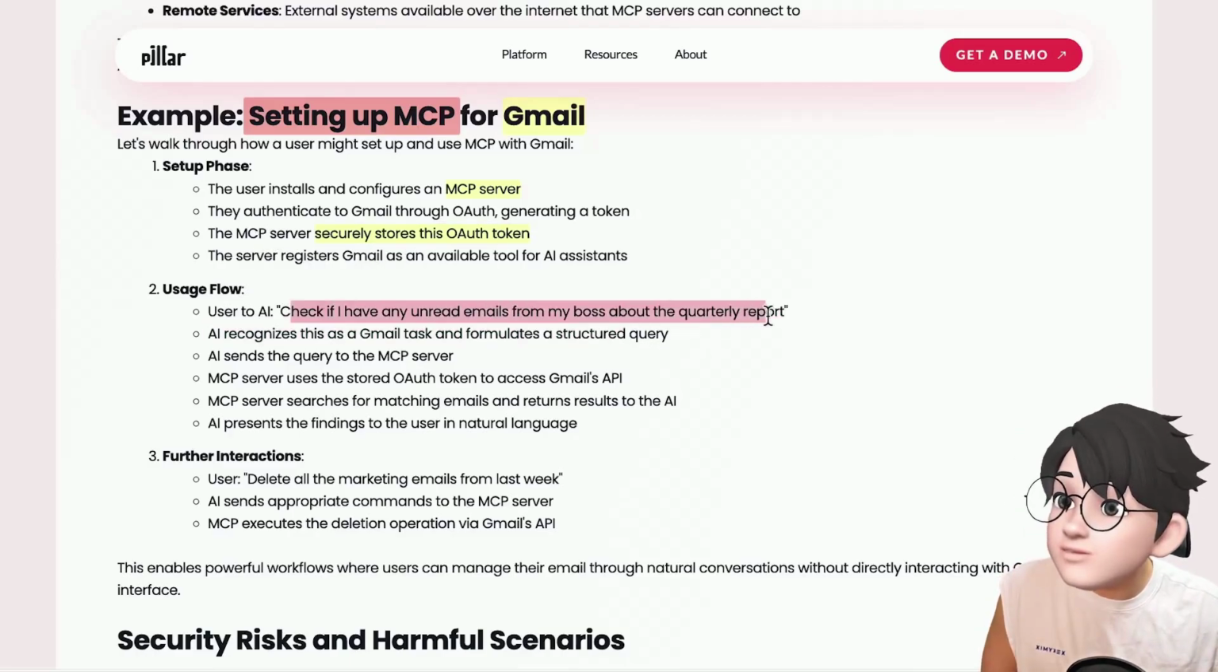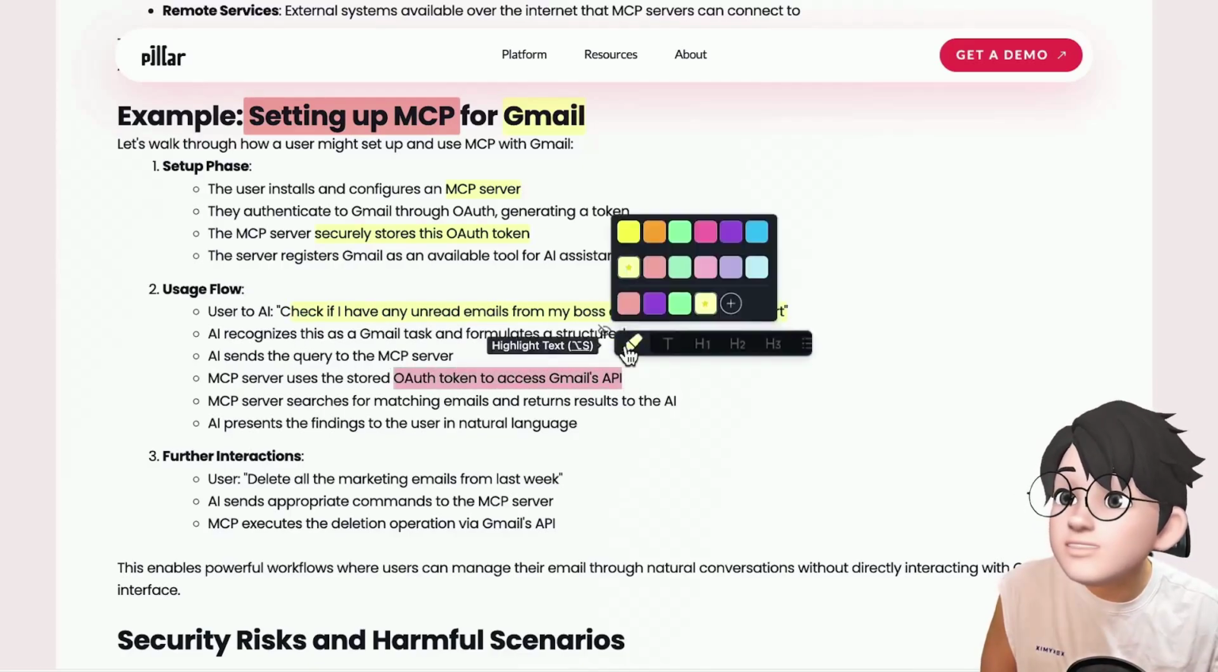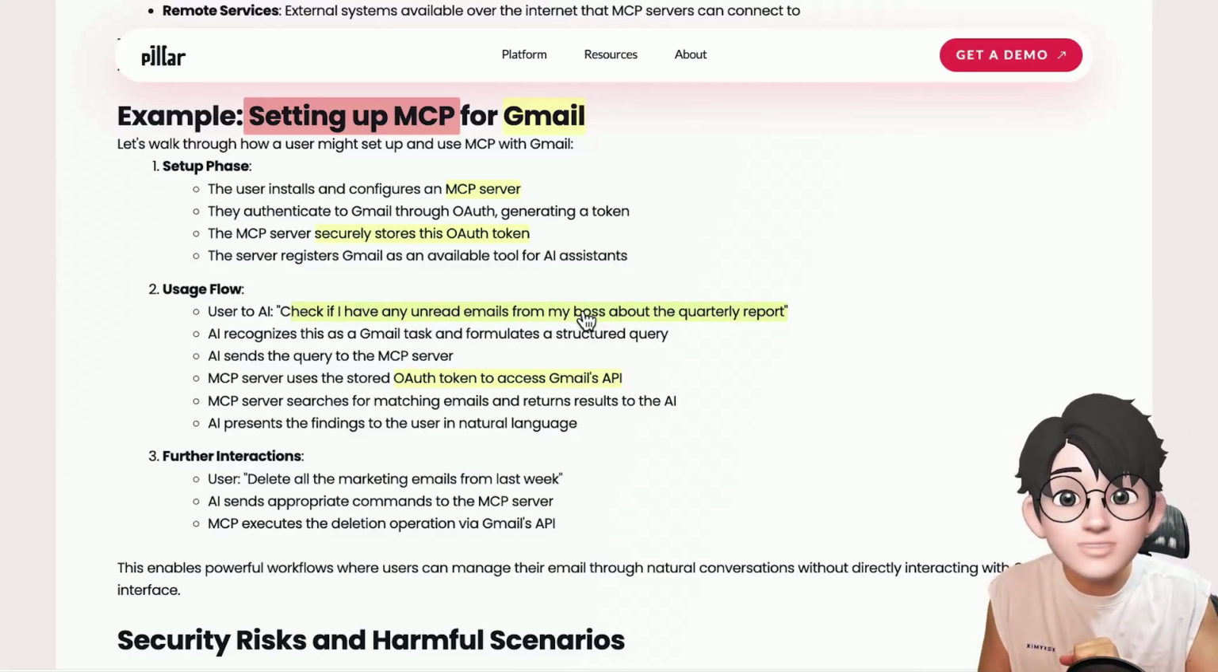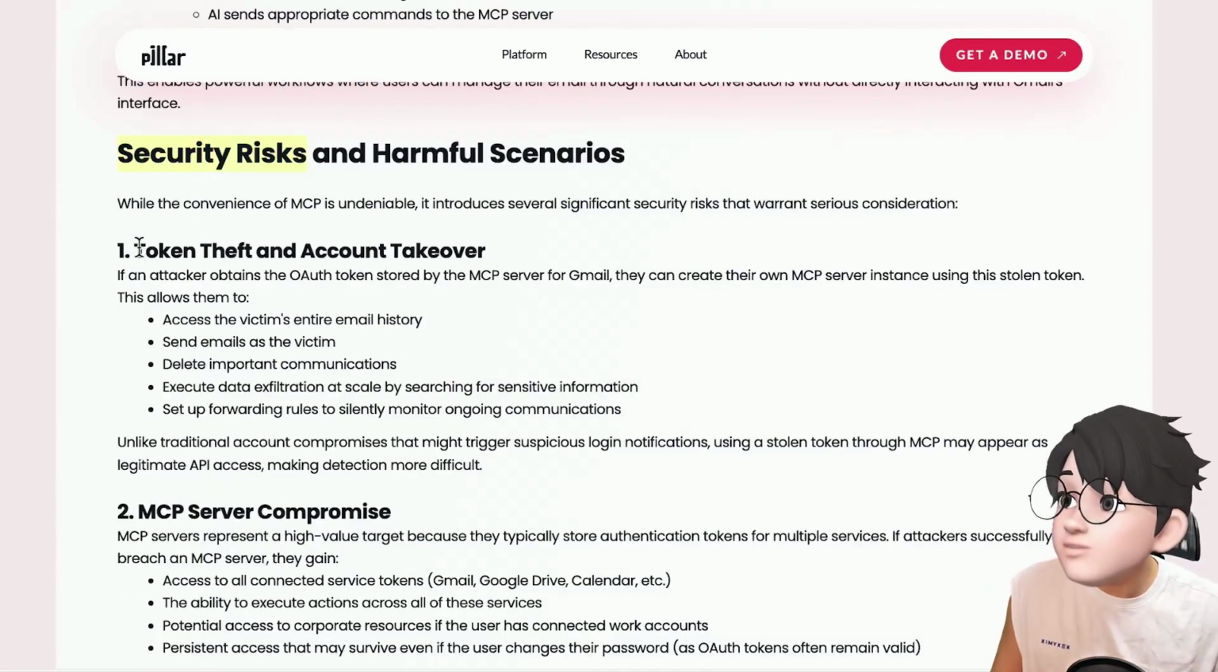In practice, when you execute such a command, it accesses Gmail using the OAuth token to interact with the Gmail API. It's like saying, I have this OAuth card key, and then you use it to open and read emails. This is where security risks arise. The OAuth token we mentioned can be stolen.